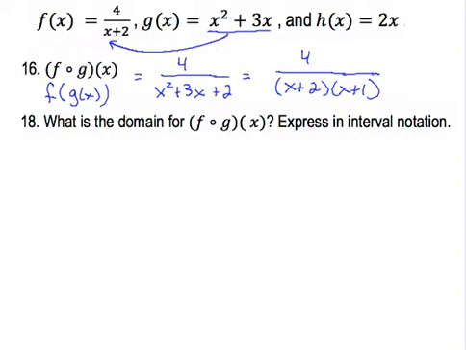Okay. So number 18 then, so you do a couple problems in this first section, and then 17, 18, and 19 are asking you for domains of a couple different compositions. Number 18 happens to be the composition we just did in number 16. So it says, what is the domain for f of g of x, and express this in interval notation. Well, we just found that f of g of x is equal to 4 over x plus 2 times x plus 1.